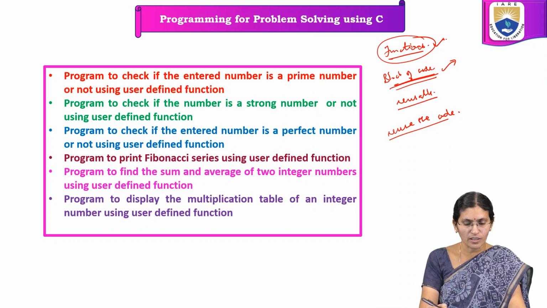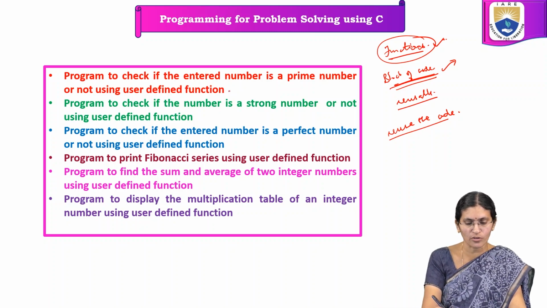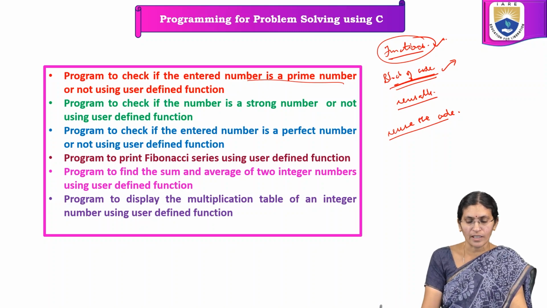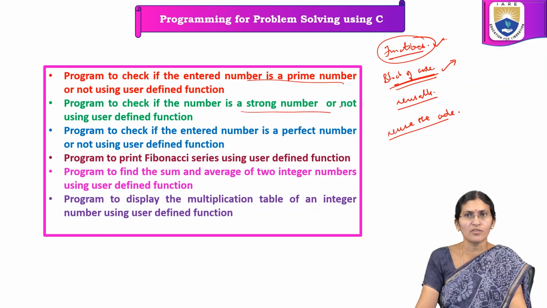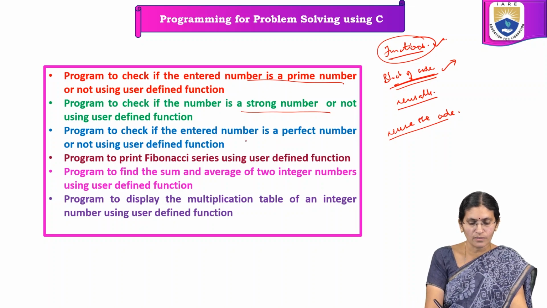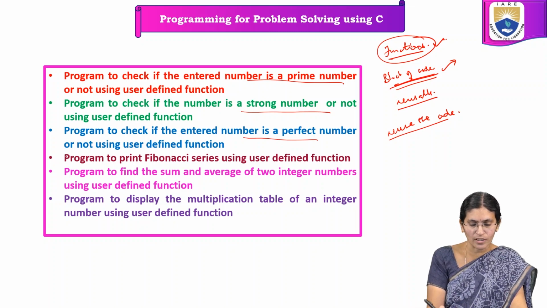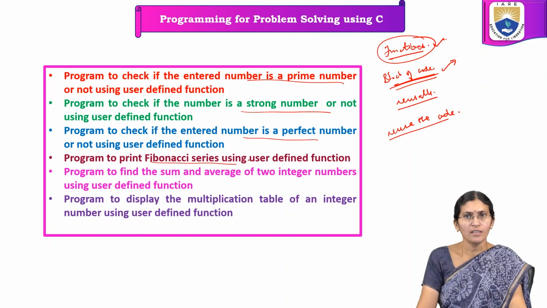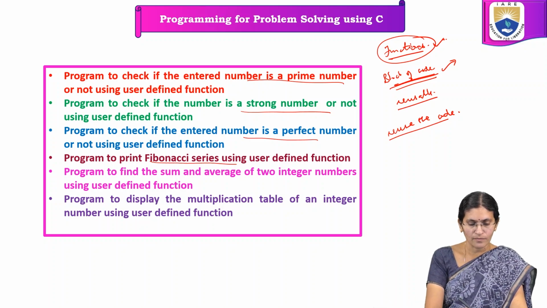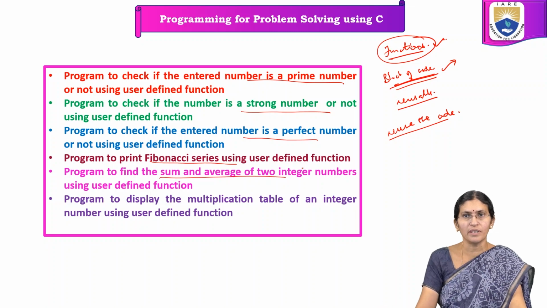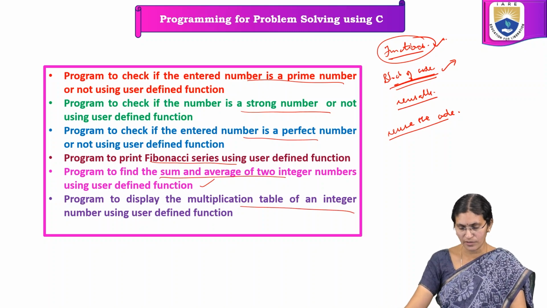In this video lecture, we'll see some programs based on user-defined functions. The first one is a program to check if the entered number is a prime number or not. Next is to check whether the given number is a strong number or not. The next one is whether the given number is a perfect number or not. Next, we'll write a program to print the Fibonacci series using user-defined functions. The next program is to find the average of two integers using user-defined functions. And the next one is to display the multiplication table of an integer number using user-defined functions.